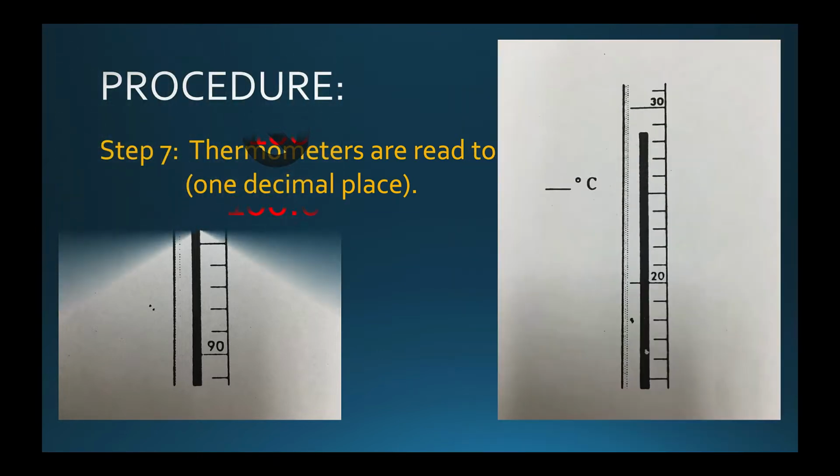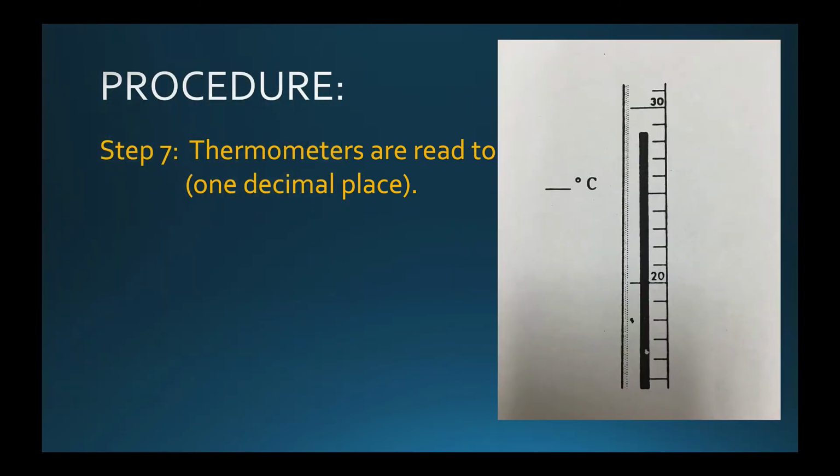Let's look at another example. So in this one, we can see the temperature is between 28 and 29. Well, we can estimate that tenths place. We might say this is 28.5 degrees Celsius. Now maybe you think it's 28.6. It doesn't matter as long as we have that tenths place.